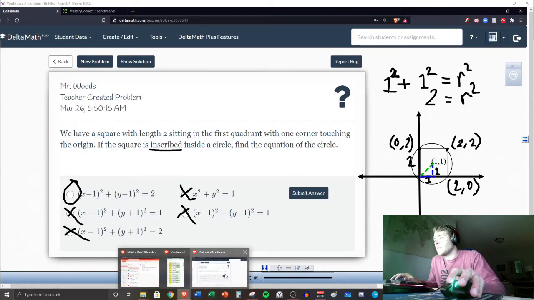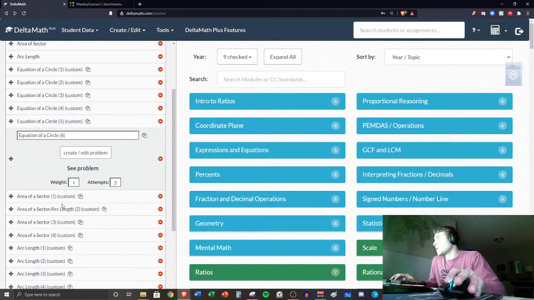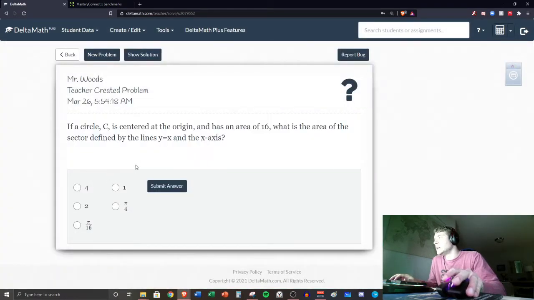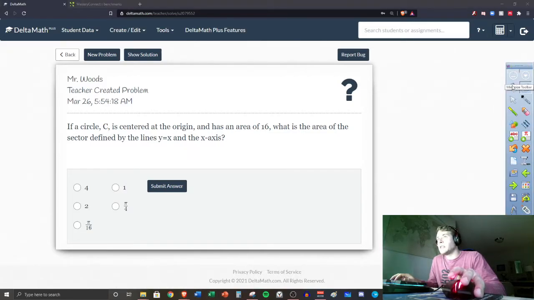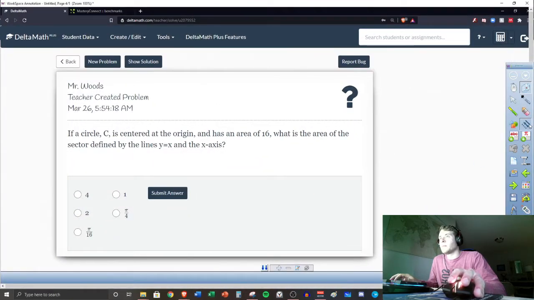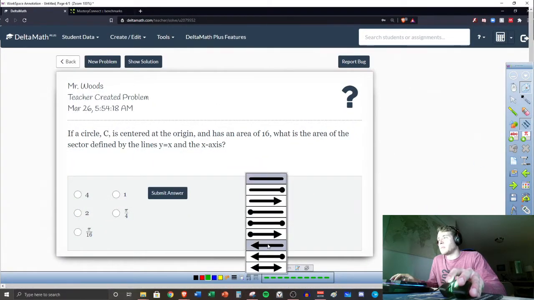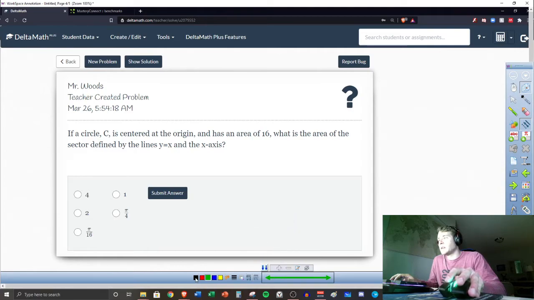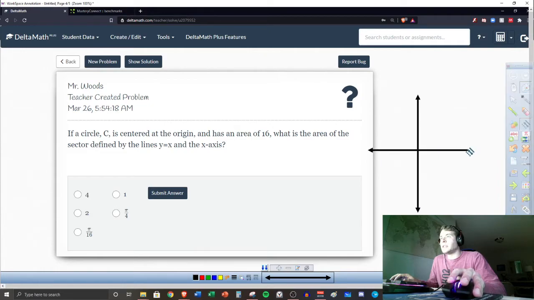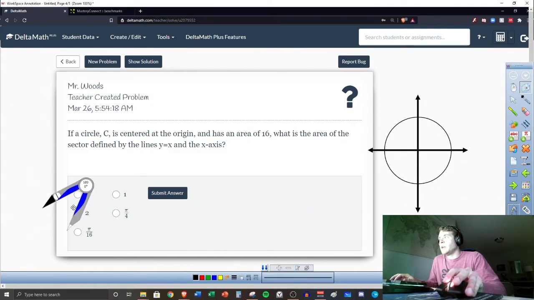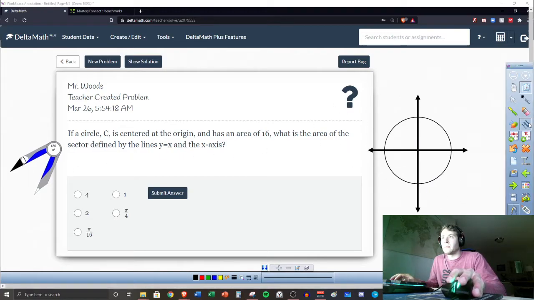Okay. All right. The last one that I want to work is this area of a sector one. So again, we have a circle named C centered at the origin. Go ahead and make some more axes here. The circle is centered at the origin, and it has an area of 16. Let's move this here. All right, here's our circle. It says this circle has an area of 16. The total area is 16.